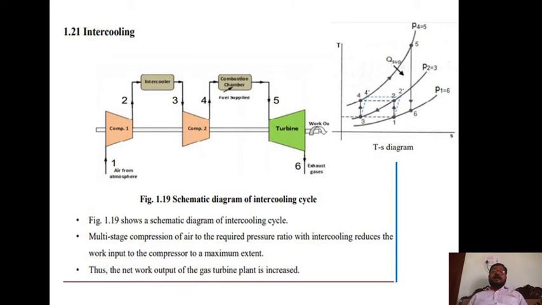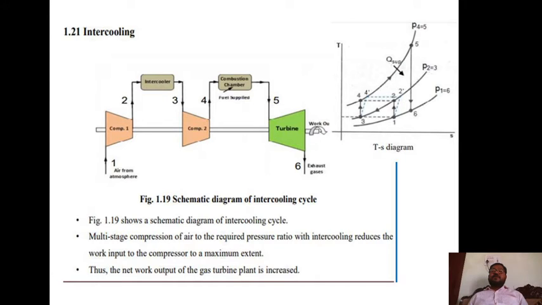See, our TS diagram I have included here itself. See here, there is a 2 stage intercooler. There is a middle intermediate pressure, and P1, P2 and P4 are the different pressures.